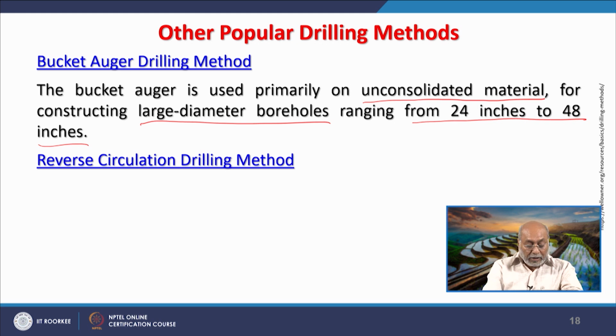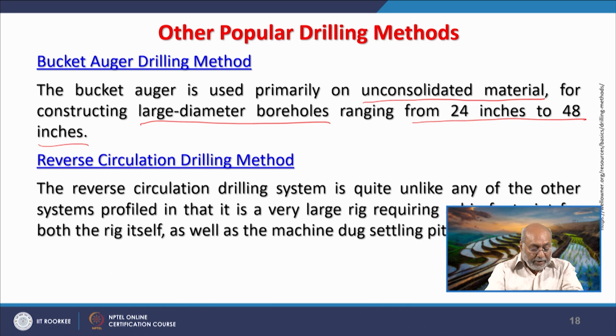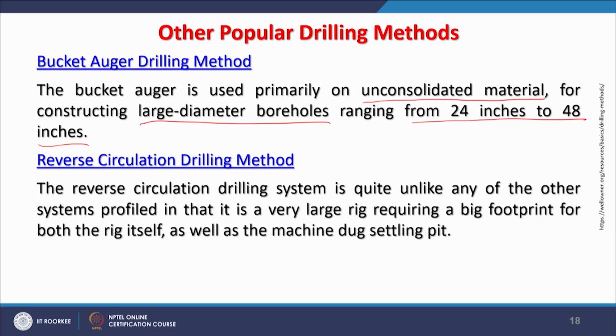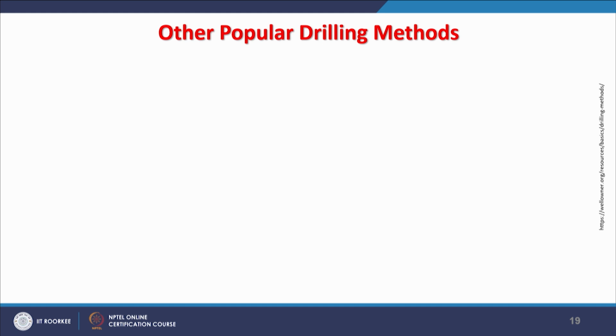After the bucket auger drilling method, there is the reverse circulation drilling method. The reverse circulation drilling method is quite unlike any of our other systems. It is a very large rig requiring a rig footprint of both the rig itself as well as a machine-dug settling pit. If accessibility is not there, see what kind of arrangements would be required, as a very large rig would be needed for this reverse circulation drilling method.